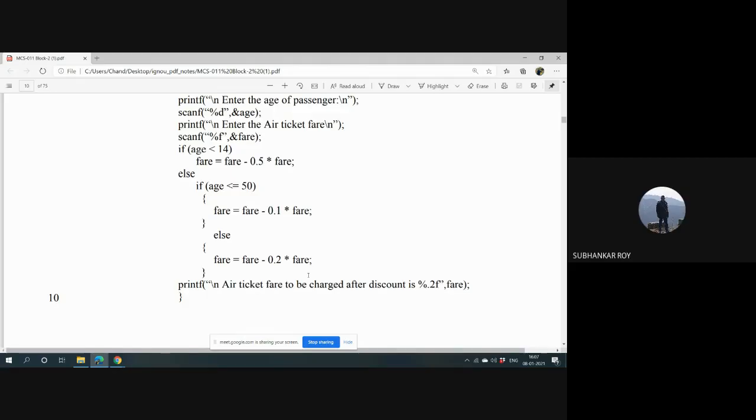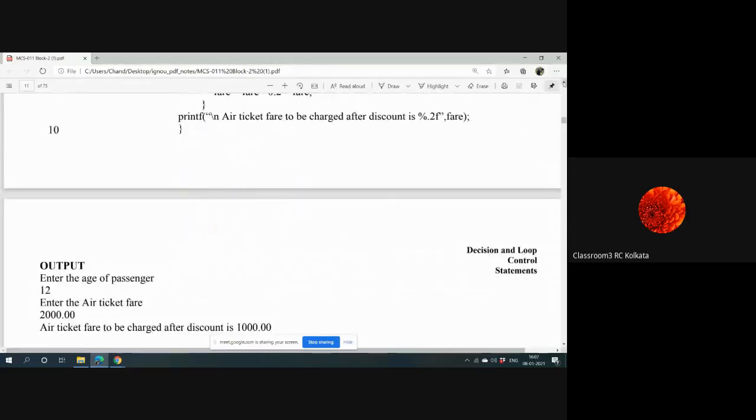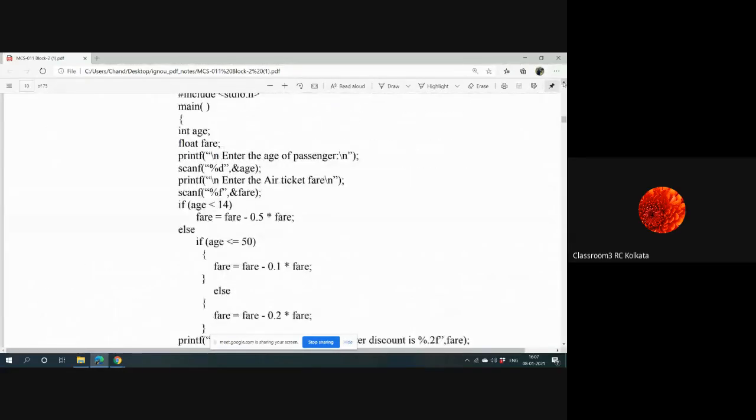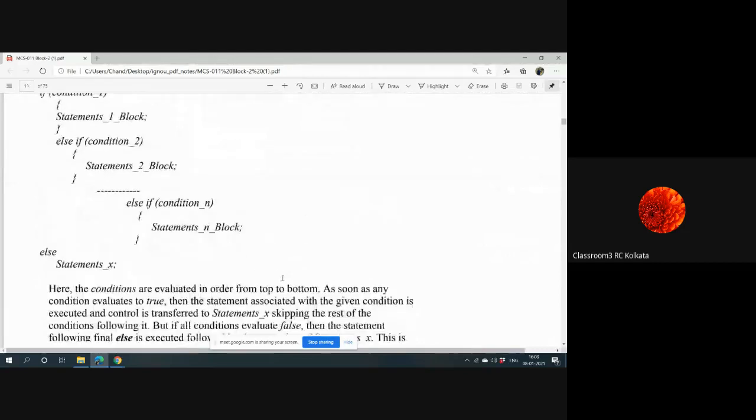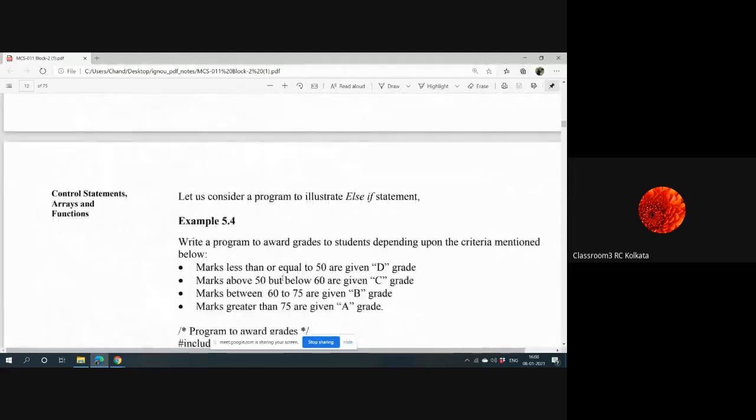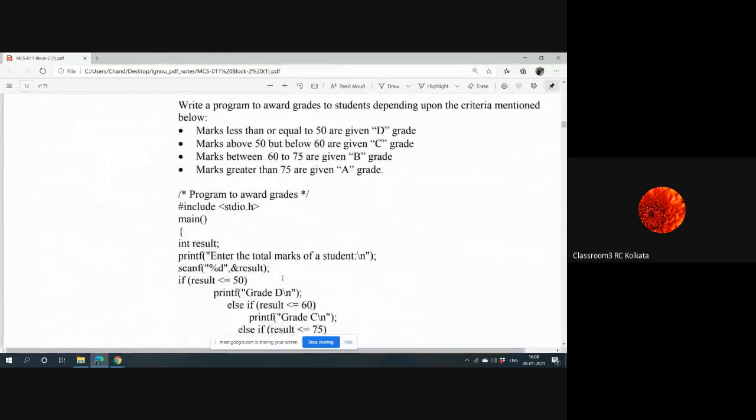Yes, ma'am. Okay. Now, one thing: suppose instead of 3, you have 10 branches. Then what will you do? It is your first branch, it is your last branch, and you include 8 else if statements, 8 else if statements for 8 branches. So this way, we want multiple else if. It is a multiple else if program.